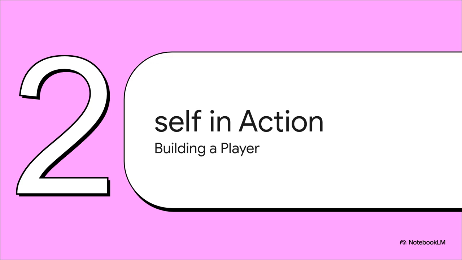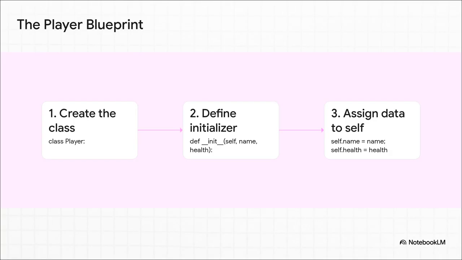Okay, so that's the theory. But talk is cheap, right? The real aha moment comes when you see it actually work. So let's build our player class step by step and watch self do its thing. So here's our blueprint. We start simple: class Player. Now this next bit, def __init__, looks a little funny, I know. It's a special method called the initializer. Just think of it as the setup function that runs automatically every single time we create a new player object.